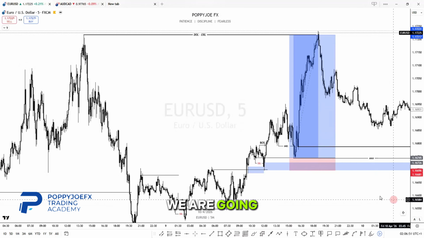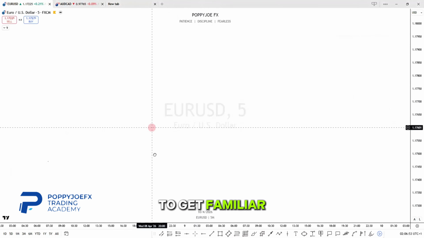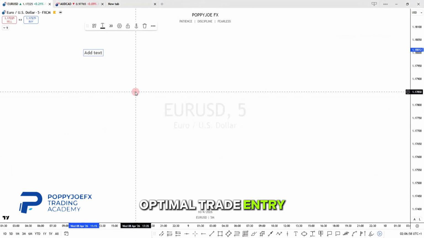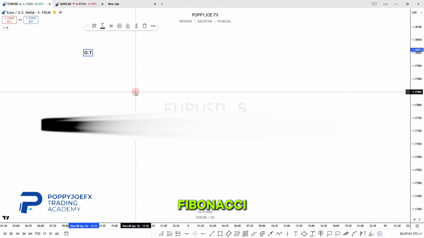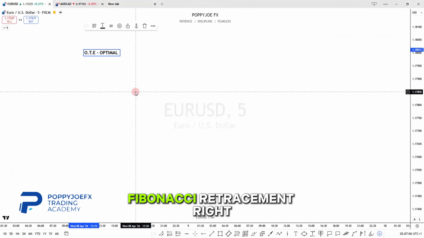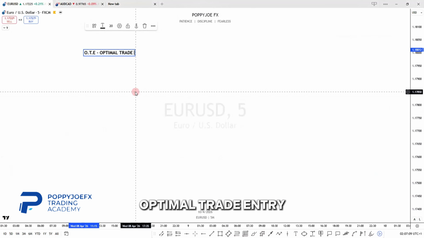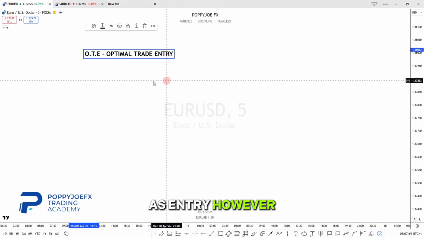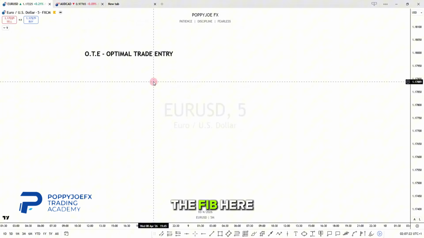The first thing we need is to get familiar with what OTE means. OTE means optimal trade entry, and we are going to be making use of the Fibonacci retracement tool. I know a lot of traders have forgotten about Fibonacci retracement, and about the Fibonacci retracement levels as entry. However, the way we are going to be using the Fib here is quite different from the conventional way you make use of the Fib retracement level.